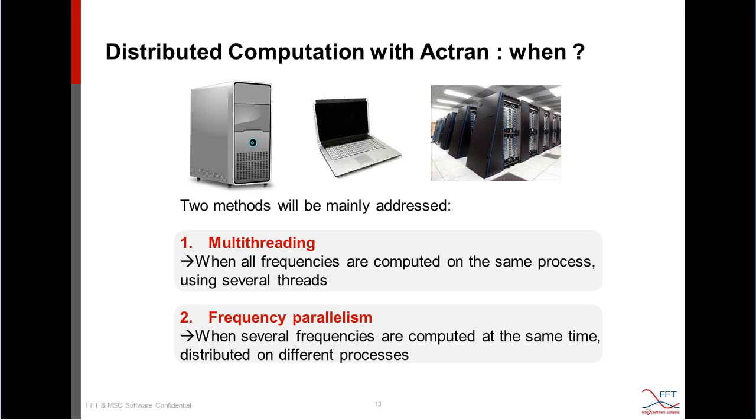So two methods in Actran allow you to reduce the computational time, whether for laptops or clusters. There are many methods in Actran, but these two methods are especially adapted for small computational units. It is the multithreading and the frequency parallelism. So I have tried to figure out a simple definition of these methods. Then I will give you some examples for a better understanding. So in two words, the multithreading is when all frequencies are computed on the same process using several threads, which means several cores. And the frequency parallelism is when several frequencies are computed at the same time, distributed on different processes. So now let's see a concrete example.